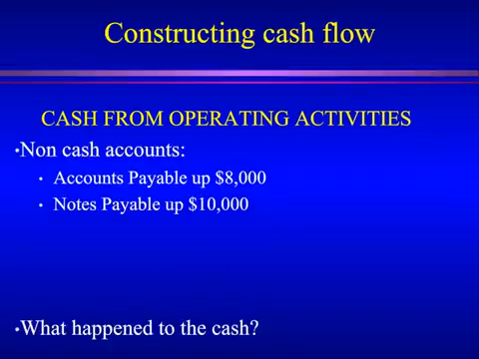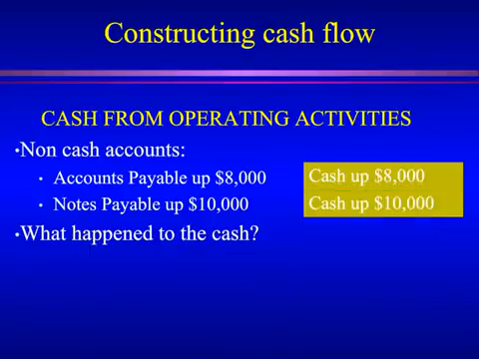Okay, we're still building our cash flows from operations. So our accounts payable up 8,000, notes payable up 10,000. What happened to the cash? Well, cash went up 8,000, cash went up 10,000. Accounts payable, that means we didn't pay some of our bills, we didn't pay some of our suppliers. As a result, we have $8,000 more in our pocket. Same idea with notes payable. We didn't pay some of our notes payable above and beyond what we didn't pay the year before, $10,000 more, so our cash went up $10,000.